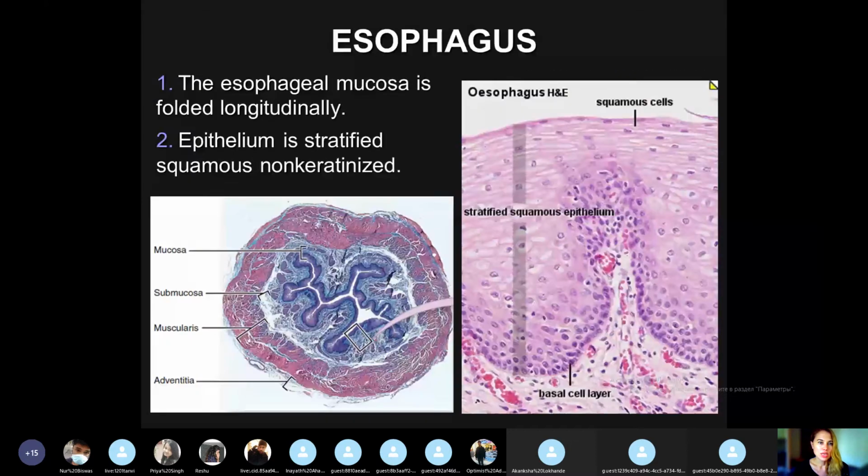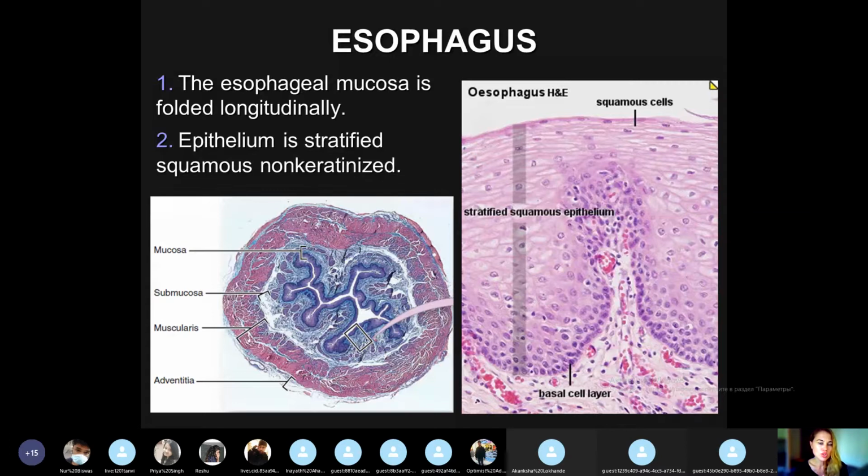Now let's move on and let's discuss the esophagus. Esophagus is the elongated tube, and this organ over here we can see in the cross section. This organ's lumen changes as a result of the transport of the chyme or the undigested food through the esophagus.